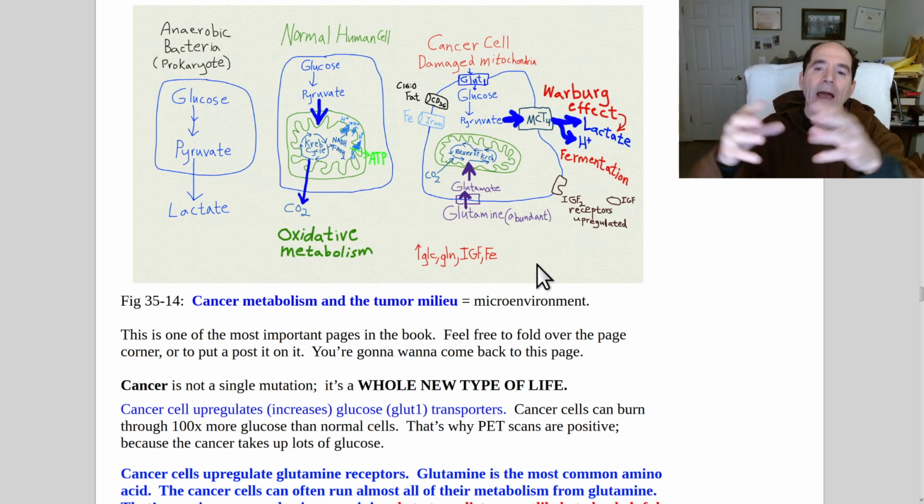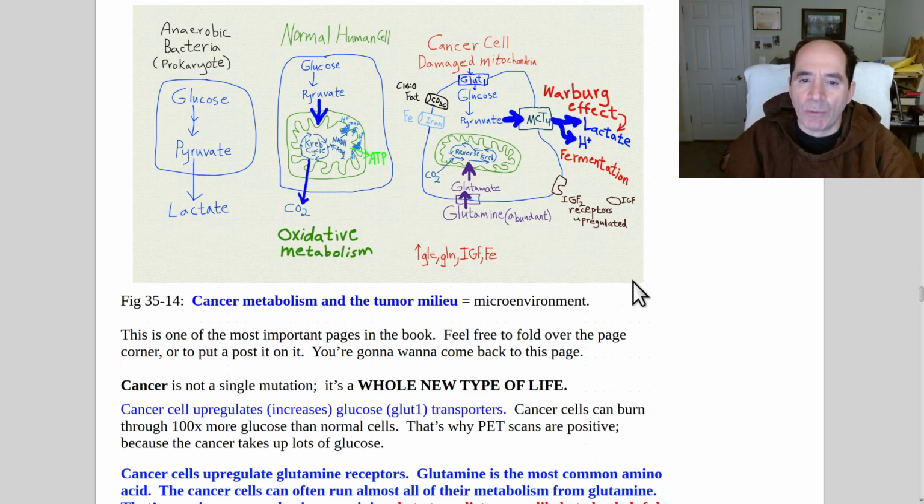So just remember that hypoxia, lack of oxygen, can cause a cell to revert to a primitive pathway of anaerobic metabolism, primarily anaerobic metabolism. So here's a normal human cell. It takes in glucose, is converted to pyruvate. That is then sent on to the mitochondria.